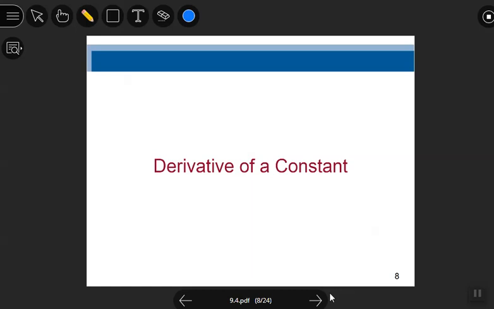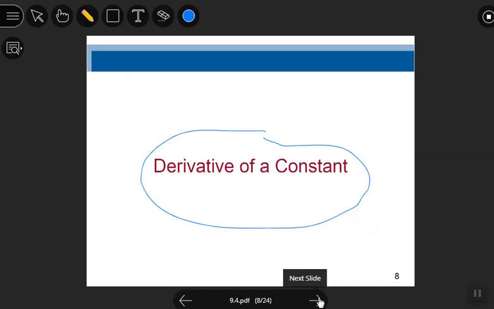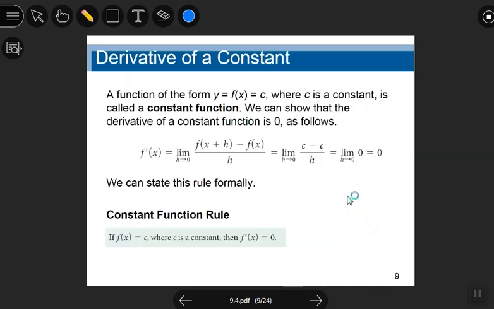Okay, now I am going to discuss the derivative of a constant. This is so important in derivatives. You need to remember that the derivative of a constant is always 0. Yes, this one. If f of x is equal to c, where c is a constant, then the derivative is 0.